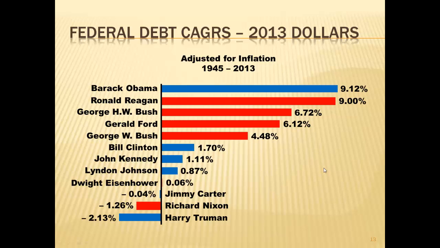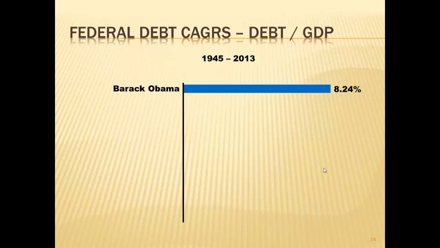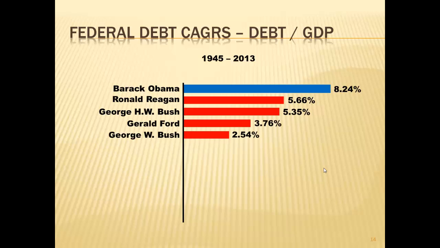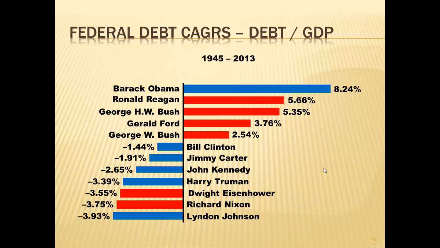How about the CAGRs for the debt to GDP ratio? Well, again, President Obama comes in first with 8.24%. Ronald Reagan's behind him at 5.66. And guess what? It's all Republicans. It's the same cast of characters. And followed by a bunch of Democrats. And last, Nixon and Johnson bring up the end of the list. And you'll notice that most of these presidents had negative returns. That means their economy was growing faster than the debt was.